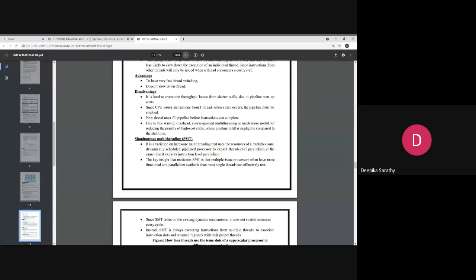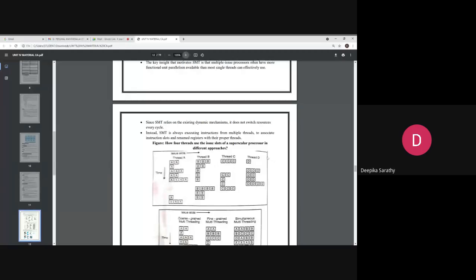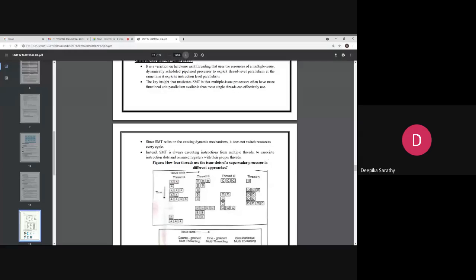What is this thread? That instruction stream will be divided into small streams. So this instruction and this thread are the same, except that with an instruction, I'll be having the entire instruction, and in a thread, I'll be having small parts of the instruction. Okay, the key insight of this module is that multiple issue processors often have more functional unit parallelism available than most single threads can effectively use.